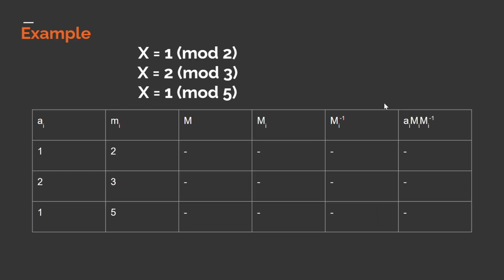Now let's begin with an example. Our example is a system of three linear congruences where x is congruent to 1 mod 2, x is congruent to 2 mod 3, and x is congruent to 1 mod 5. So here we have our values ai as 1, 2 and 1 and mi as 2, 3 and 5. Now we will have to find the values of Mi inverse and their product.